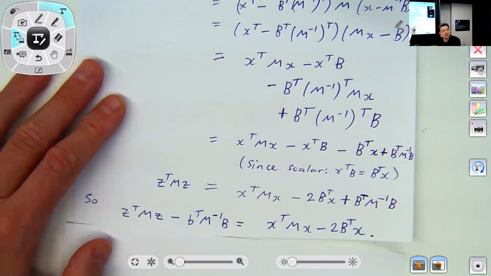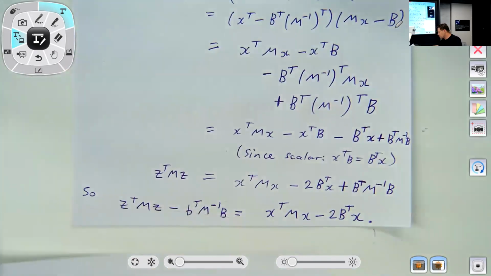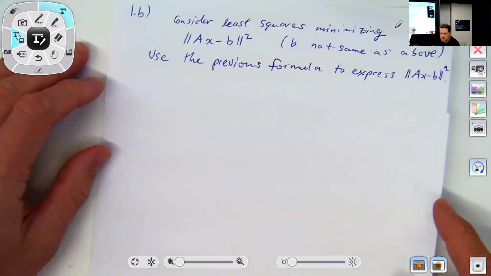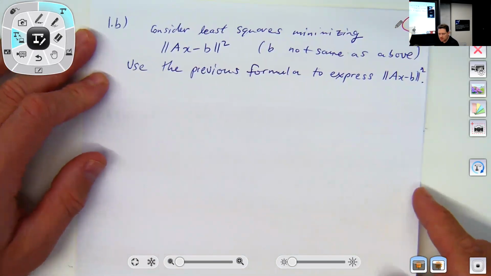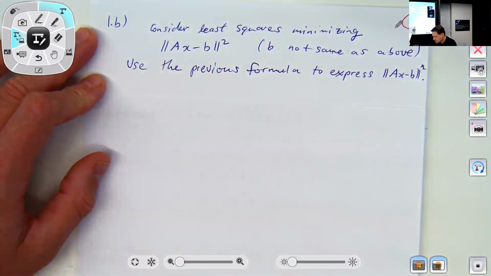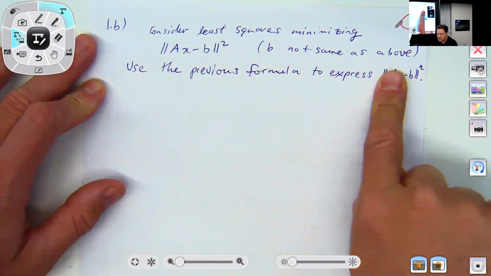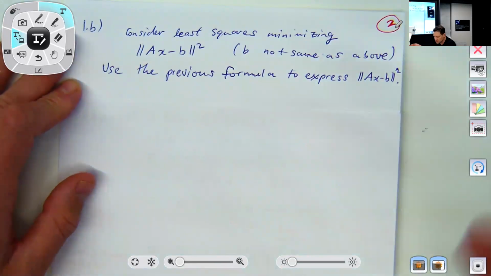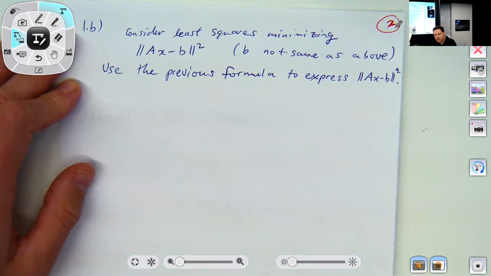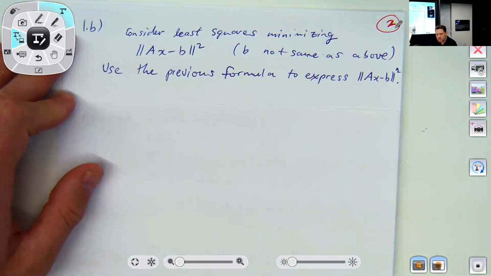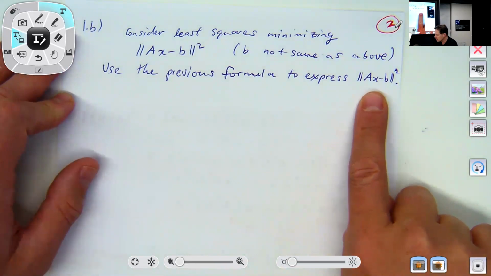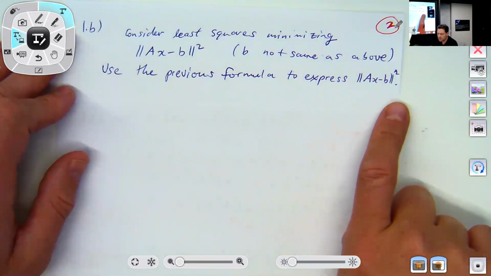All right, moving on to the next question. Now consider the least squares minimizing of this. B here is not the same as the previous B, and that's why I've made the other one uppercase, because we need to use that formula here. Our task is to use the expression in the previous formula to express the square of the norm of AX minus B. This is going to involve the pseudo inverse.